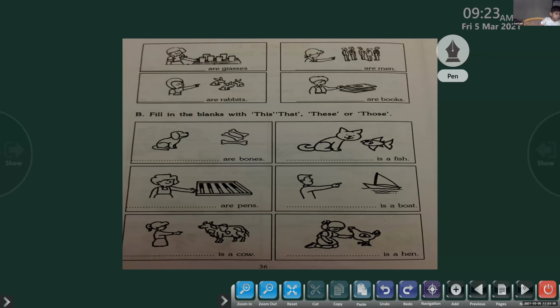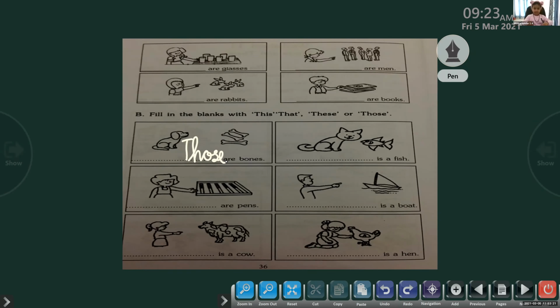Those are both. Okay, very good. The dog is sitting far from the 3 bones, so we need to use the words "those are bones." Well done, Mitra. Thank you.